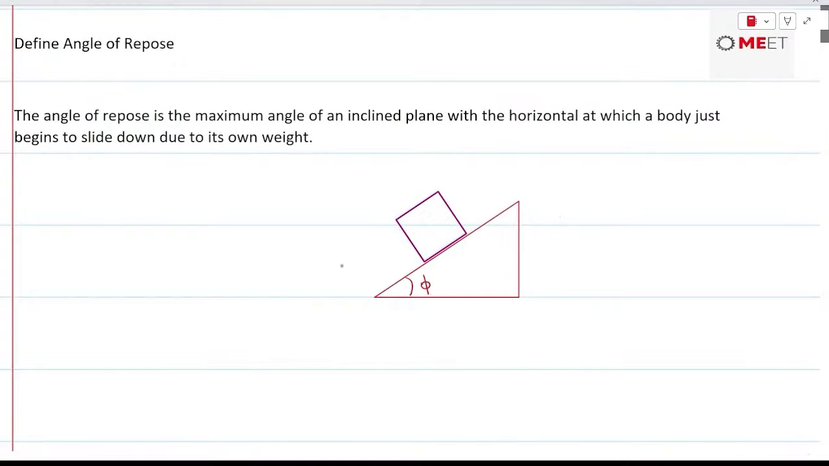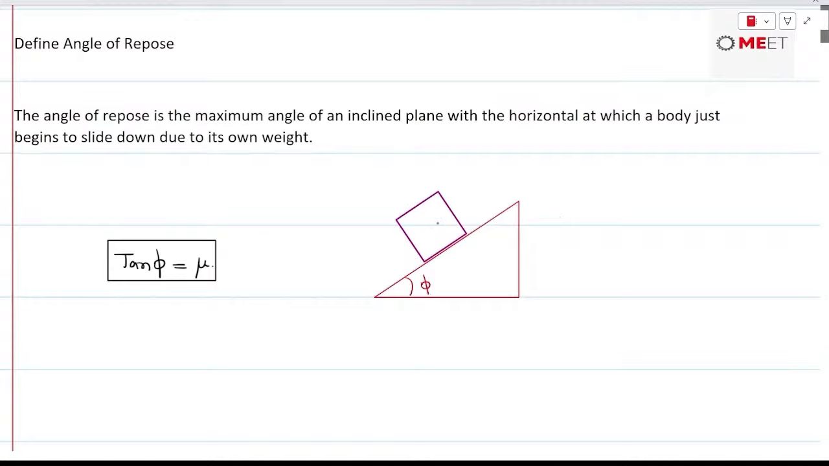So here, that is the angle phi, or tangent of phi, that is equal to mu. This is the relation. Mu is the coefficient of friction and phi is the angle of repose.